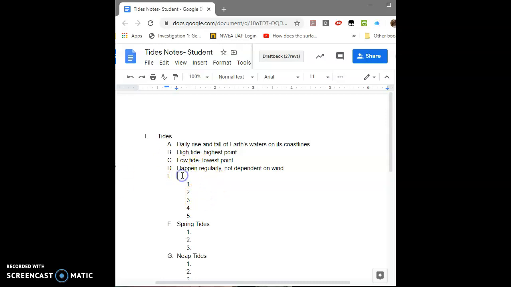Well, the tides are caused by an interaction between or of the Earth, the moon, and the sun. That's what causes the tides. Really, it's a matter of gravity.